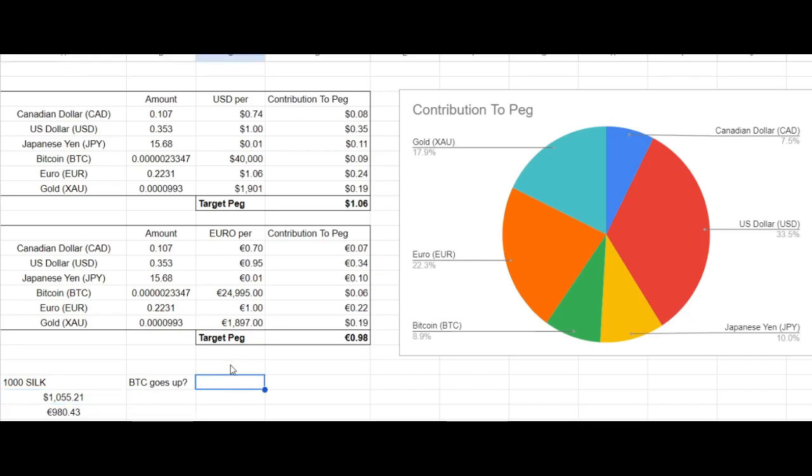And now we can run through this same example in terms of the euro, right? In relation to the euro, let's say it jumps to 3,800 euros per Bitcoin, same thing. We just went from silk's target peg being 0.98 euros to now being 1.01 euros. And so if you're a silk holder and you're a Euro-centric person, you're like, yes, Bitcoin increased in value in relation to euros, therefore my silk is more valuable.